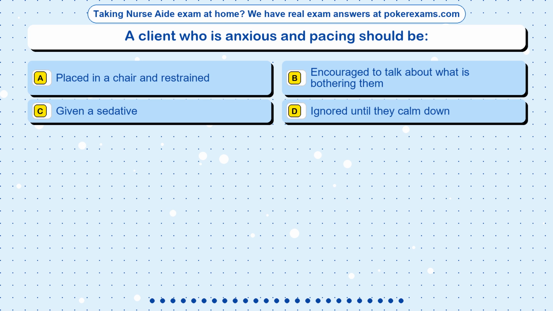Question 1. A client who is anxious and pacing should be: Option A, placed in a chair and restrained. Option B, encouraged to talk about what is bothering them. Option C, given a sedative. Option D, ignored until they calm down.